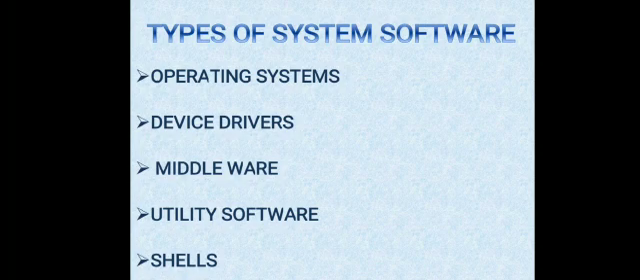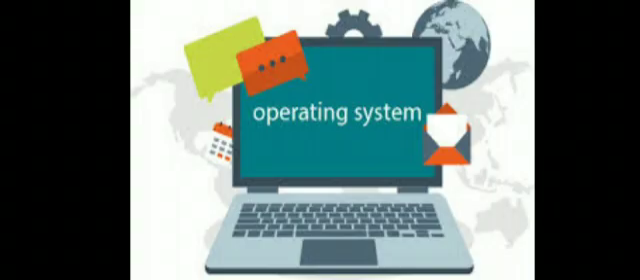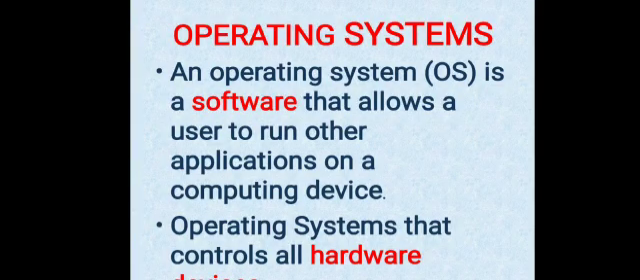Okay, now we see the first 3 types in this section, then the last 2 types we will see in another section. Okay children, so first, what are all the types of system software? Operating system, device driver, middleware, utility software and shells. So first we see about the operating systems. Okay children. Okay, so what is operating system?